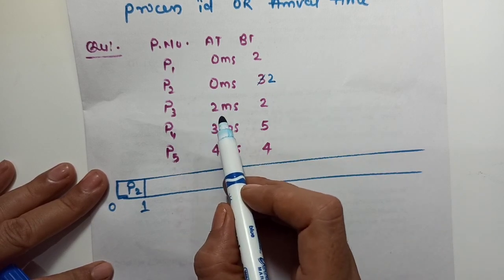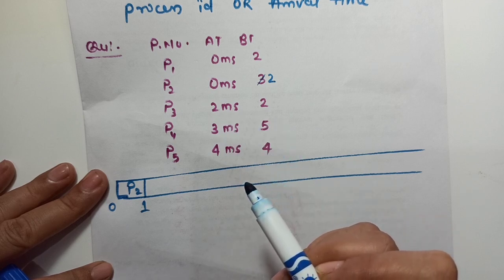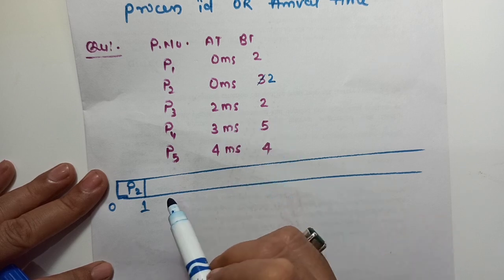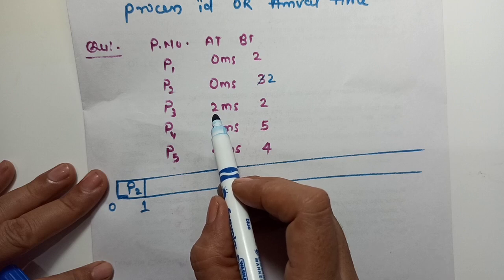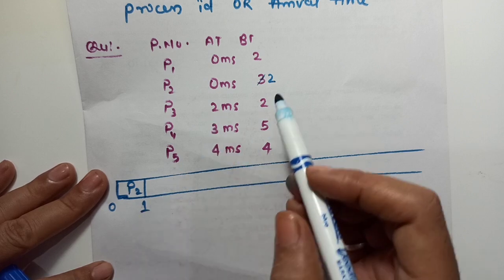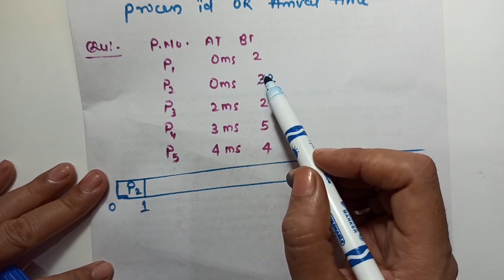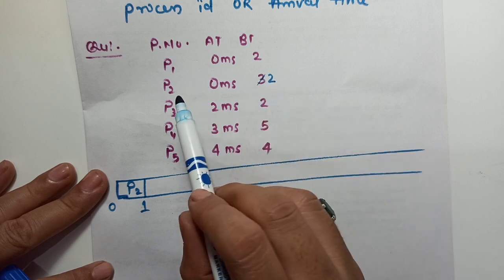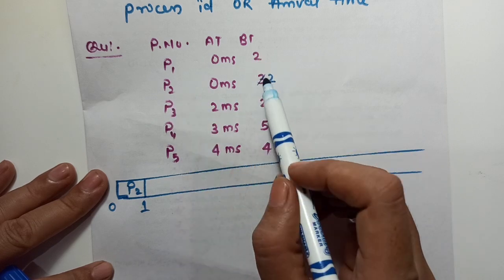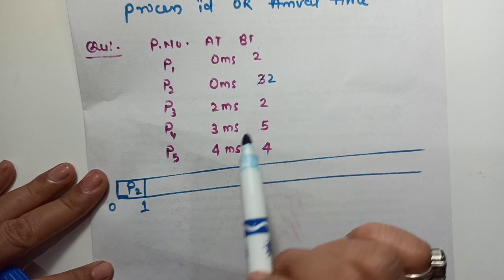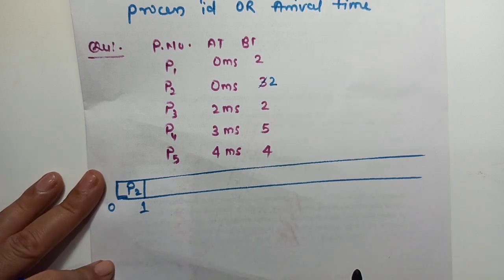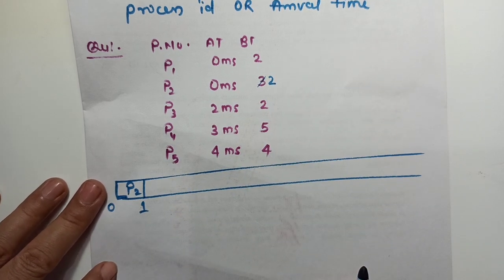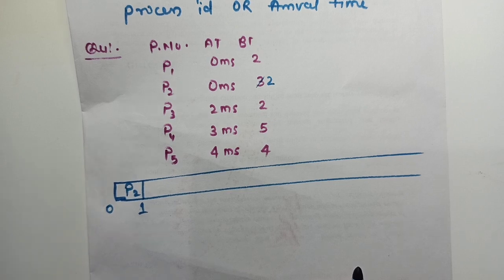देखो P3 आ रहा है, P3 आ रहा है 2 मिलीसेकेंड पे. ठीक है, अभी हम 1 मिलीसेकेंड पे हैं. So now why we stopped the execution of process P2? Because there is a tie between the processes which are available. ठीक है, तो शॉर्ट टर्म शेड्यूलर देखिएगा, now there is a tie and these two processes have come together.